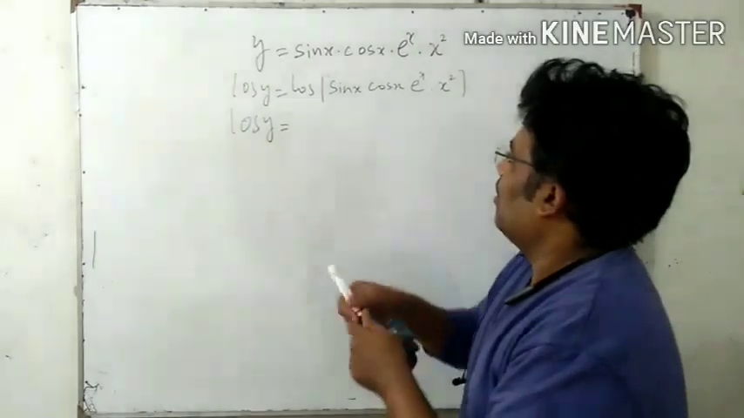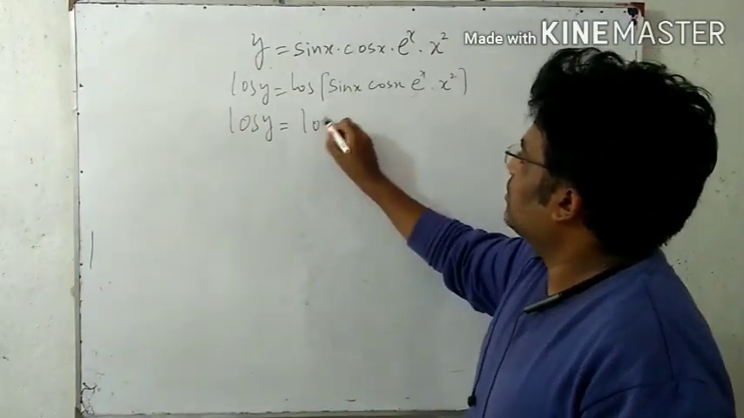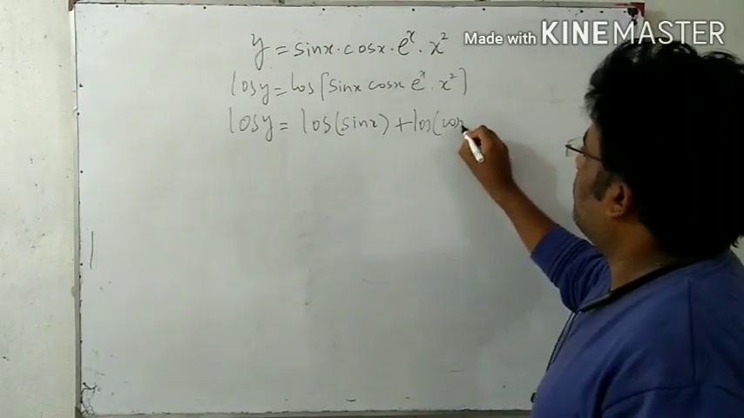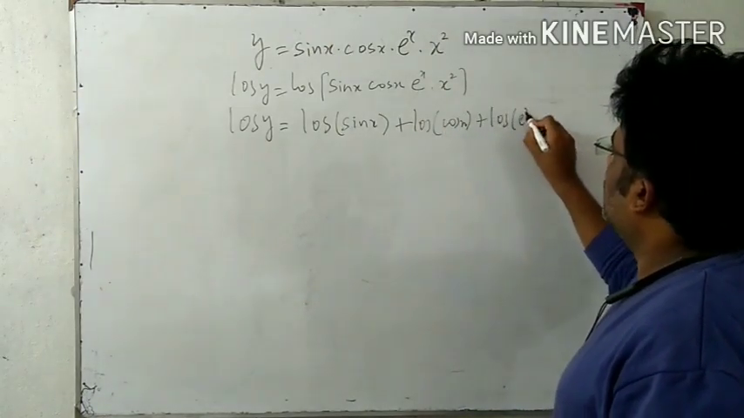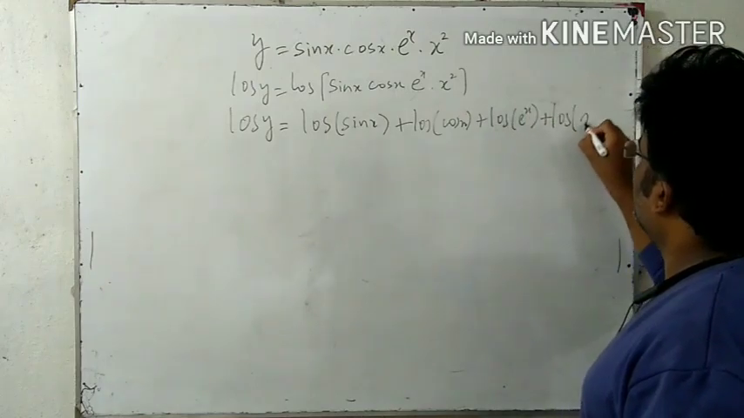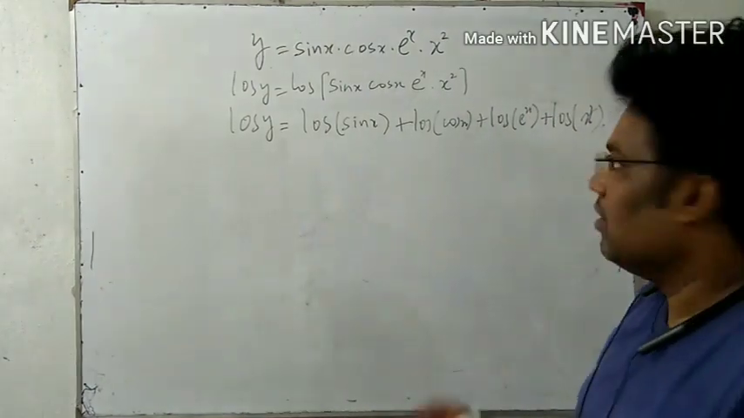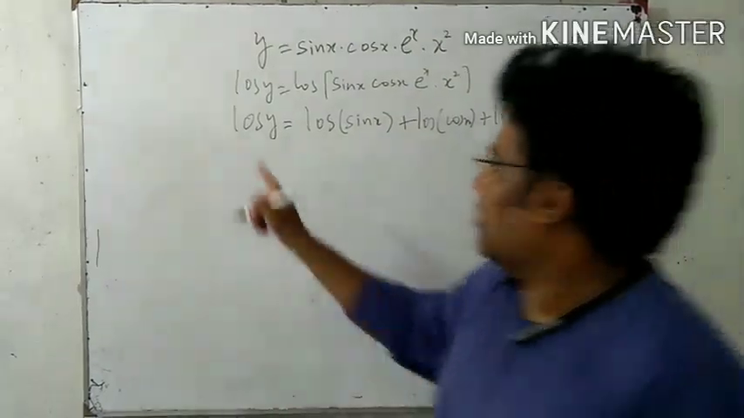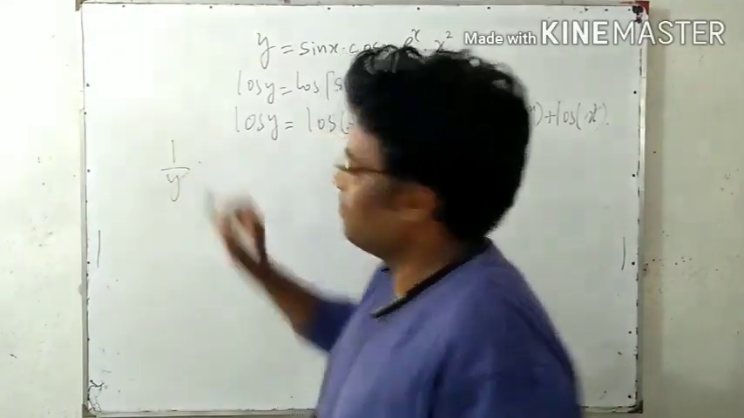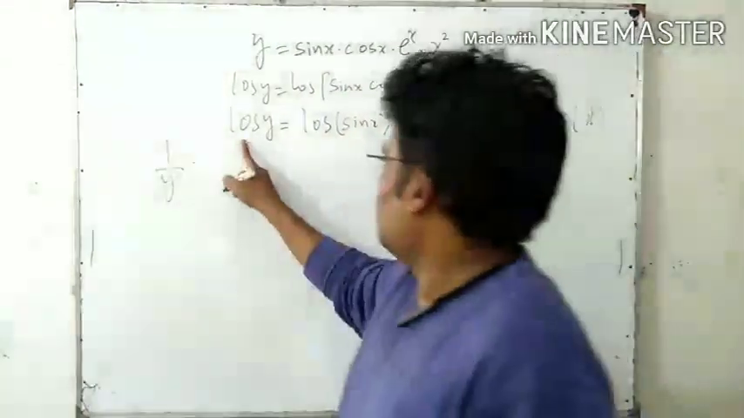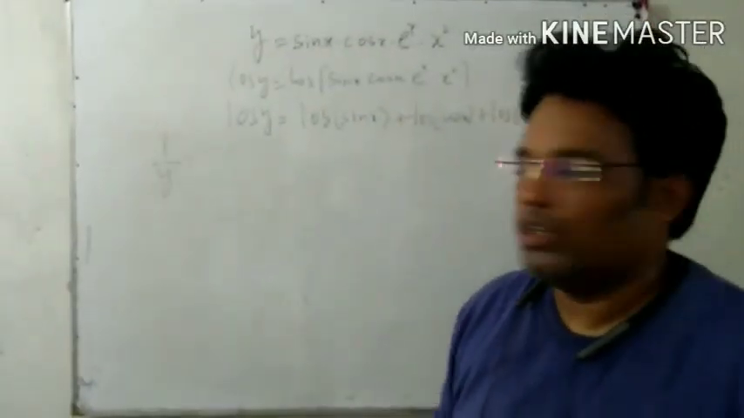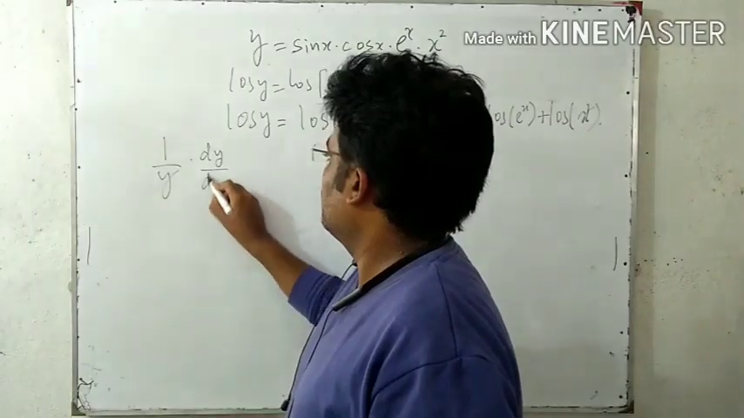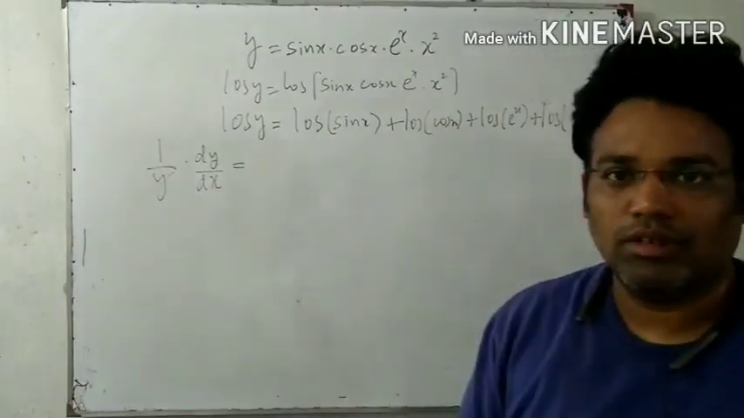Now look, log ABCD is log A plus log B plus log C plus log D. Clear? Now I will differentiate. The differentiation of log of something is 1 by something into the derivative of that something. The differentiation of y with respect to x is dy by dx. That equals the same thing.